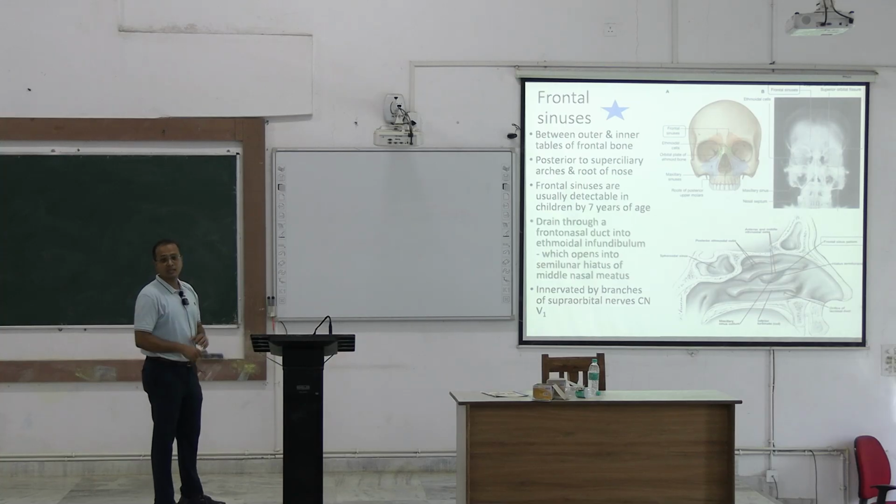If this nasal cavity expansion grows into the frontal bone, we call it the frontal sinus or frontal paranasal sinus. So this paranasal sinus grows into the frontal bone. This particular frontal bone has an outer table and an inner table. In between them, it grows over here. Where is this particular sinus? In front here, you can see this. So this particular area of the frontal bone is porous and occupies the sinus over here. We call them frontal sinus.